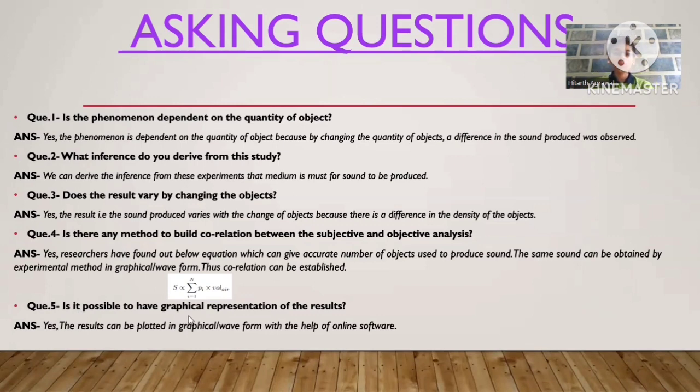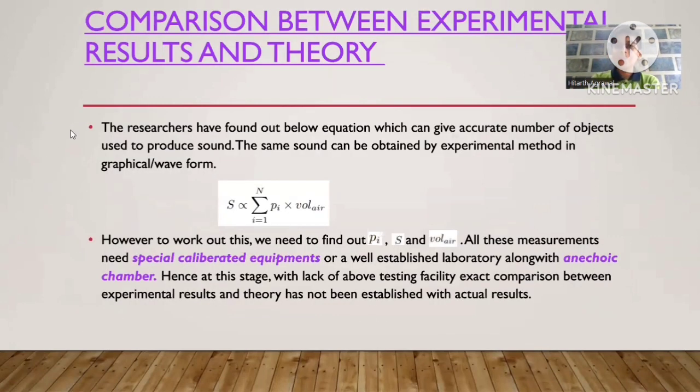Question 5: is it possible to have a graphical representation of the results? Yes. The results have been plotted in graphical or waveform with the help of online software. As we saw earlier, 7 different types of graphs were plotted. Now we will be comparing experimental results and theory. As we saw, the researchers have found the below equation which can give the accurate number of objects used to produce sound. The same sound can be obtained by experimental result in graphical or waveform. So this equation, as we saw earlier.